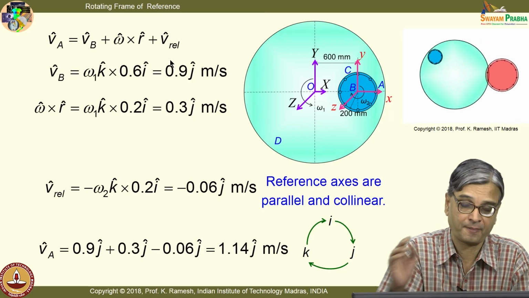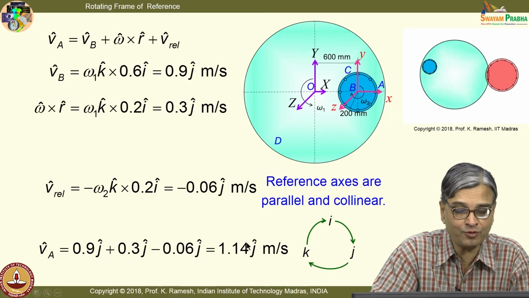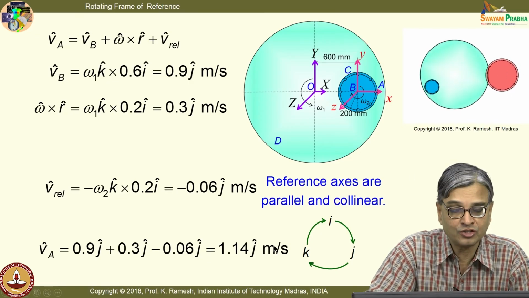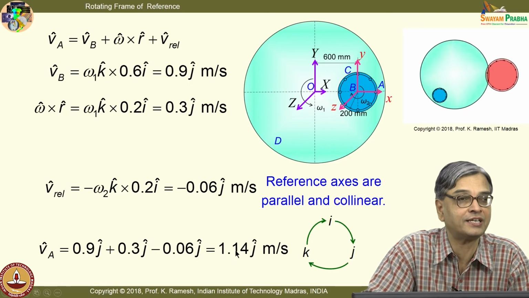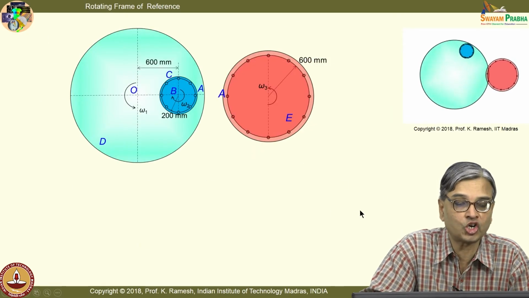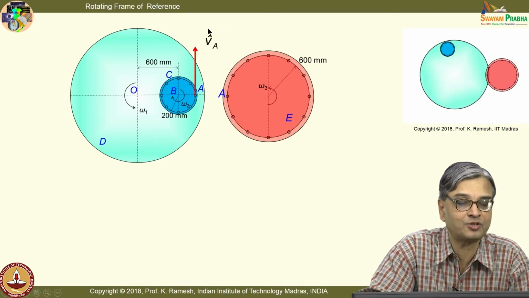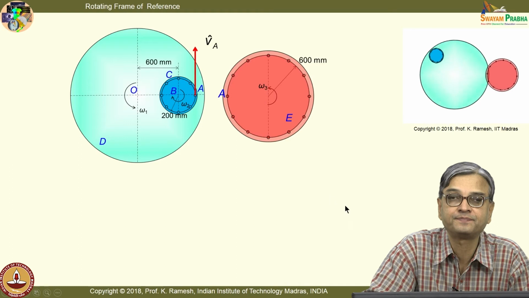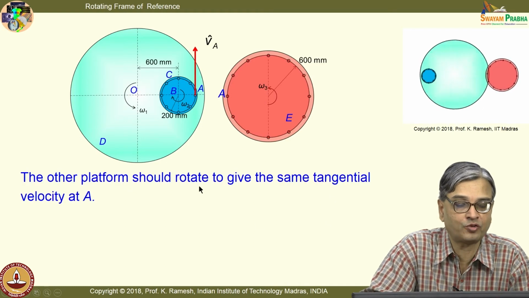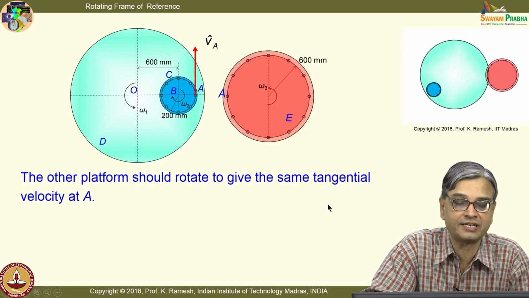Is the idea clear? So, now I have to find out the angular velocity of this platform, so that I have the same velocity, so that the chemical is dropped without any spilling. So, I have this as the absolute velocity of point A, and the other platform should rotate to give the same tangential velocity at A.